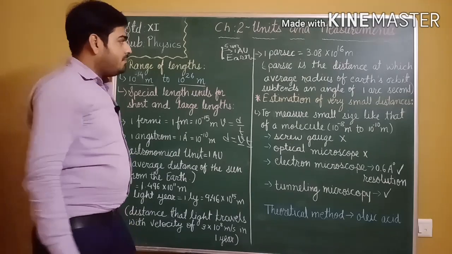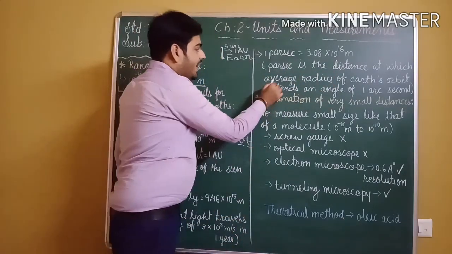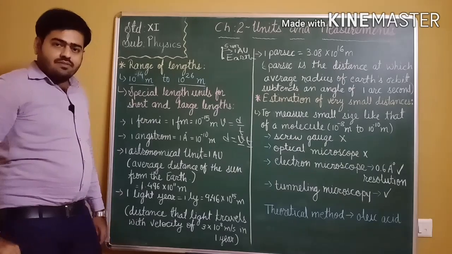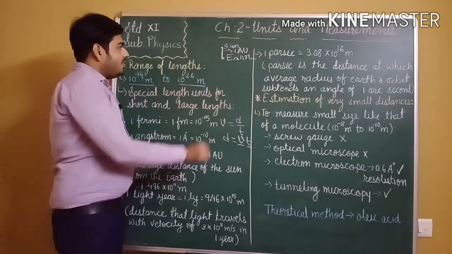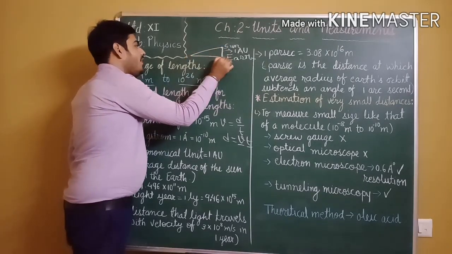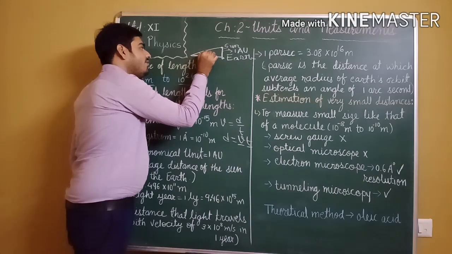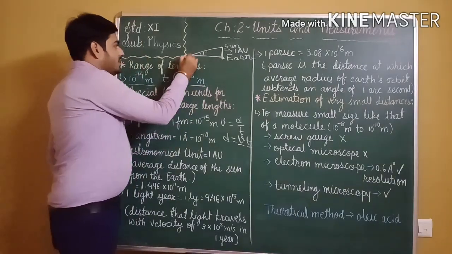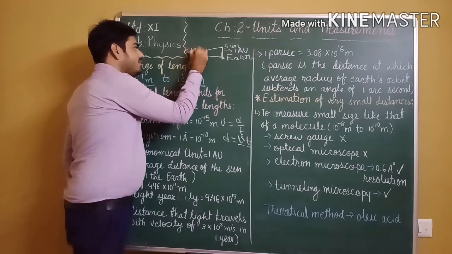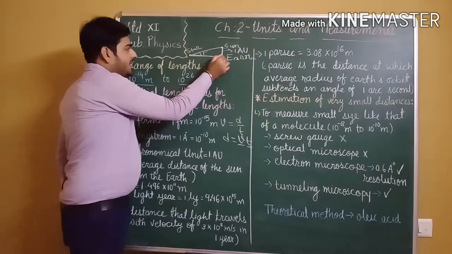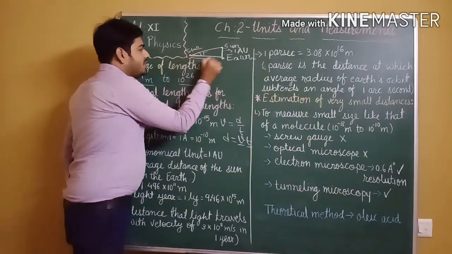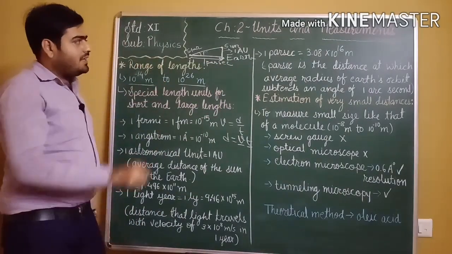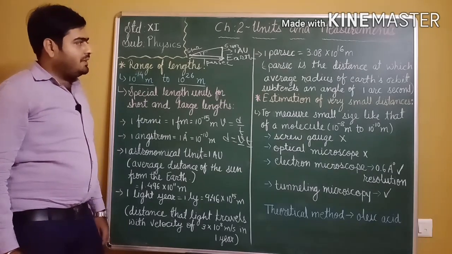What is the meaning of parsec? Parsec is the distance at which average radius of Earth's orbit subtends an angle of 1 arc second. In example 2.1 we have studied about 1 arc second. Here, if the radius of the orbit subtends an angle 1 arc second, this is the symbol of arc second. Suppose this star, at the star radius of Earth subtends an angle 1 second, then distance between this star and Earth will be 1 parsec. And 1 parsec is nothing but 3.08 into 10 raised to 16 meter.